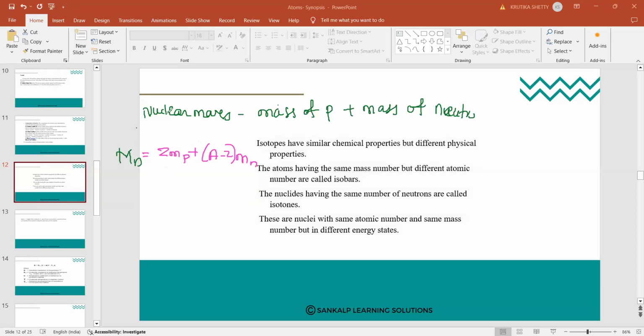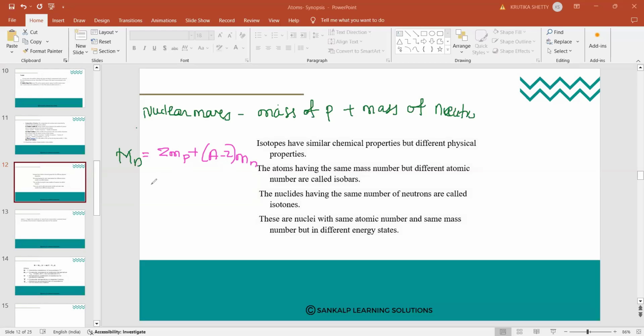Because we just said the nucleus constituents are protons and neutrons. If we add the two masses, we will get the nuclear mass. Correct. So how to write it mathematically? It is Z into Mp plus A minus Z into Mn.